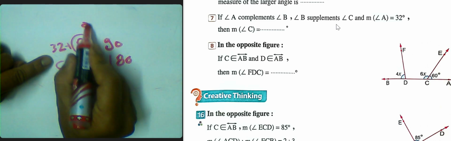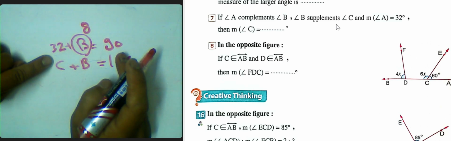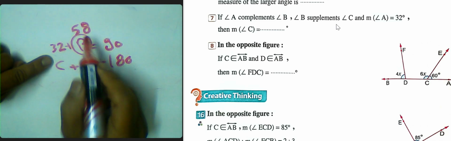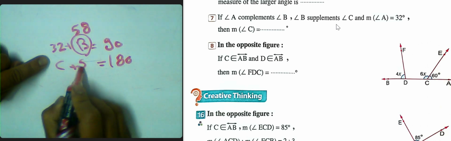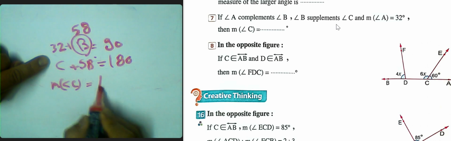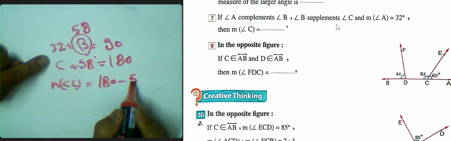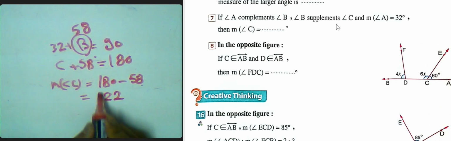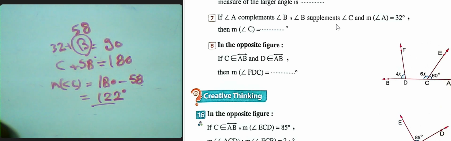10 minus 2 equals 8. And 8 minus 3 equals 5. The result will be 58. Then the measure of angle B is 58. Then the measure of angle C will be 180 subtract 58. 10 minus 8 equals 2. 7 minus 5 equals 2. The result will be 122.